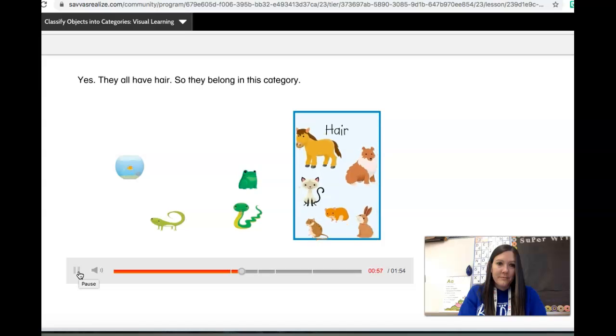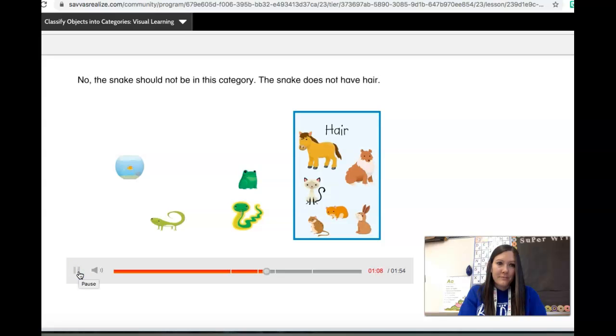Yes, they all have hair, so they belong in this category. Should the snake be in this category as well? No, the snake should not be in this category. The snake does not have hair.